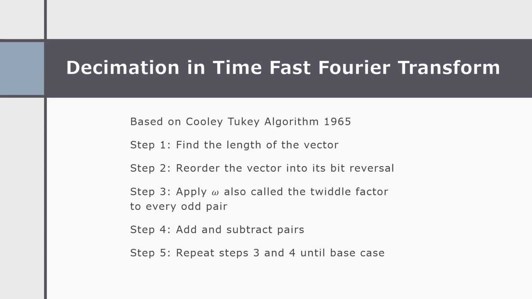So first we're going to find the length of the vector. Second, we're going to reorder the vector into its bit reversal. Third, calculate and apply the omega, which is also called a twiddle factor, to every odd pair. Fourth, add and subtract pairs. Then repeat steps 3 and 4 until we get to the base case.